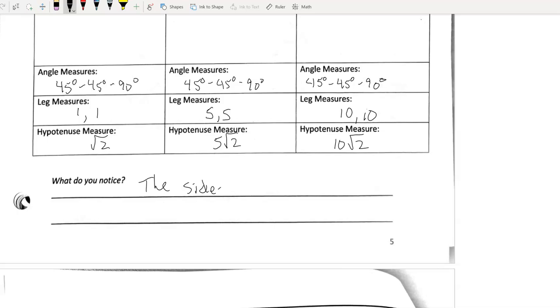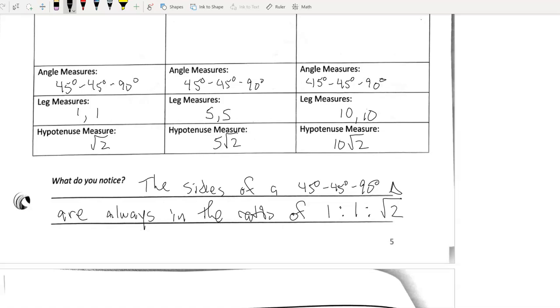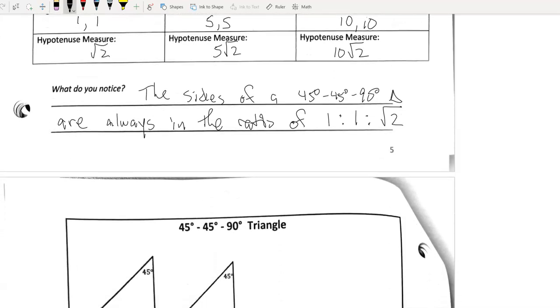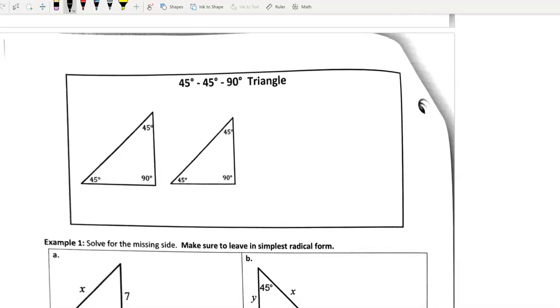The sides of a 45, 45, 90 triangle are always in the ratio of 1 to 1 to root 2. Okay, so if you remember for 30, 60, 90s, it was 1 to root 3 to 2. 45, 45, 90s are a little bit more straightforward because the two legs are the same.